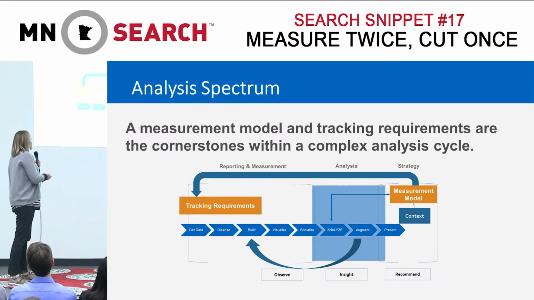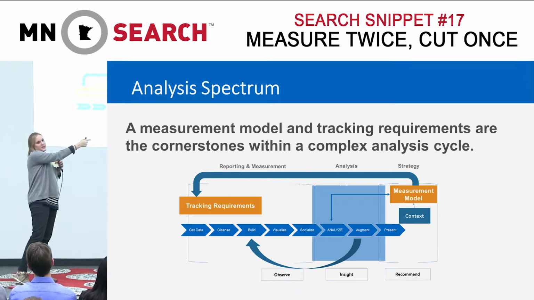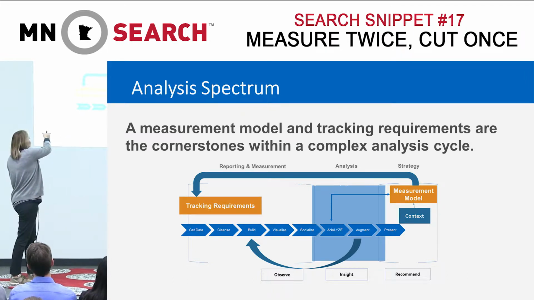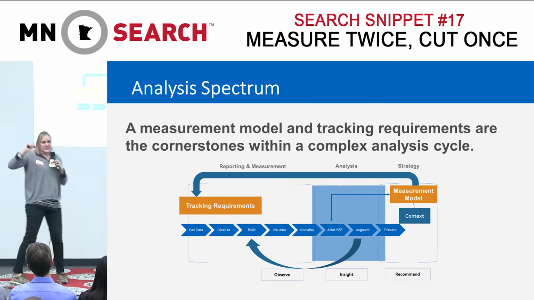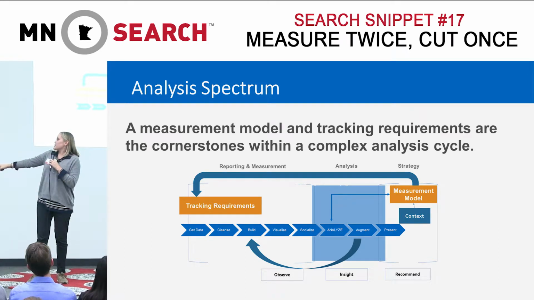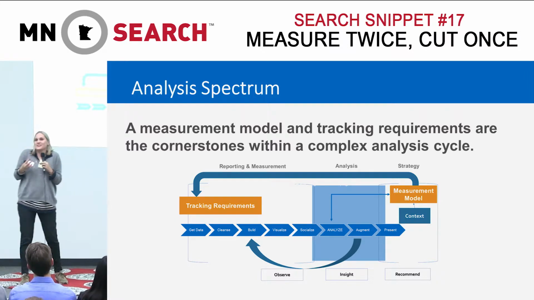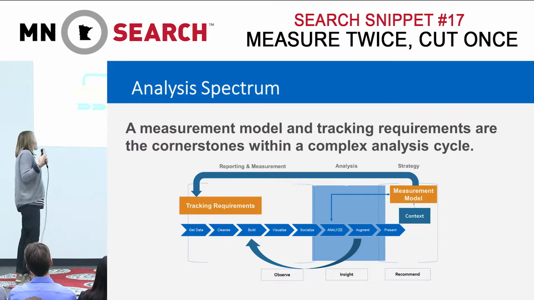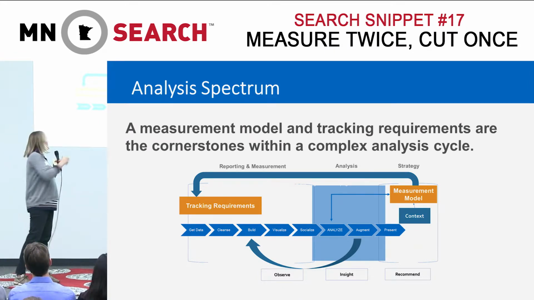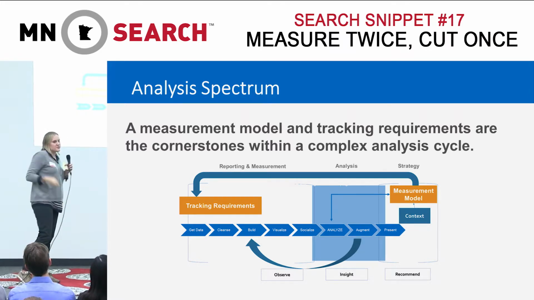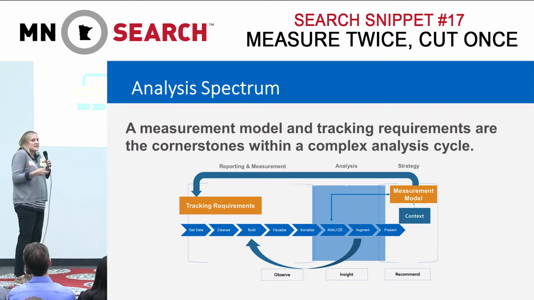This is just, in the spirit of minimal context, the idea here is to say, if I have a measurement model, that feeds into the tracking requirements, which is important for GTM setups, or tagging setups, or implementation setups. You've got to understand what are you tracking? The measurement model feeds that. Those two things are cornerstones to a successful analysis cycle. We're not going to get to recommendations if we don't have those two things, or it's not going to be as easy.